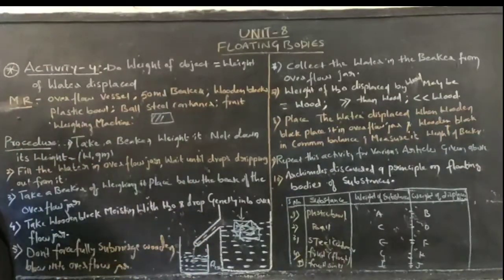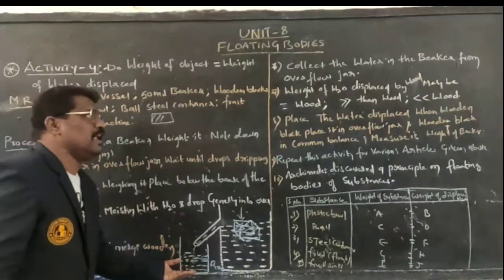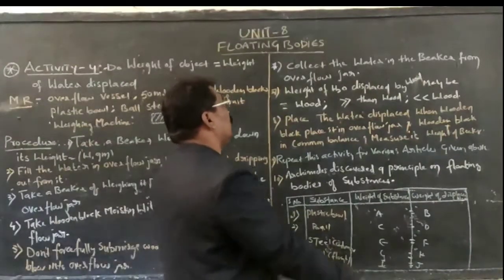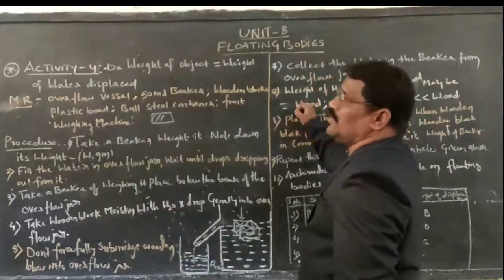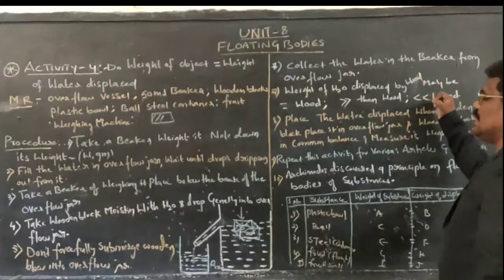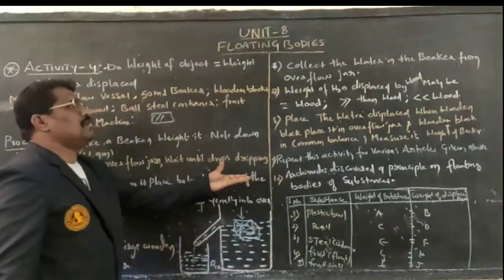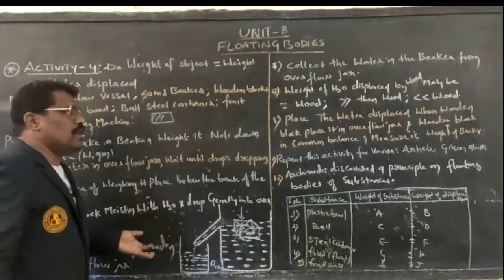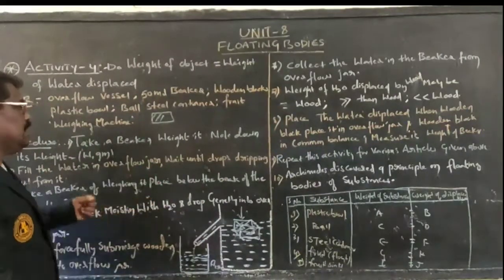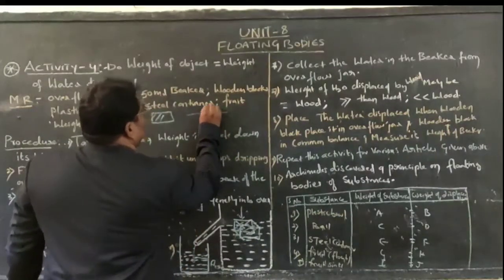Collect the water in the beaker from the overflow jar and weigh the water displaced by the wood. It may be equal to the weight of the wood, or greater than the weight of the wood, or less than the weight of the wood. Place the water displaced when the wooden block is placed in the overflow jar, and the wooden block, in a common balance. Take one common balance.